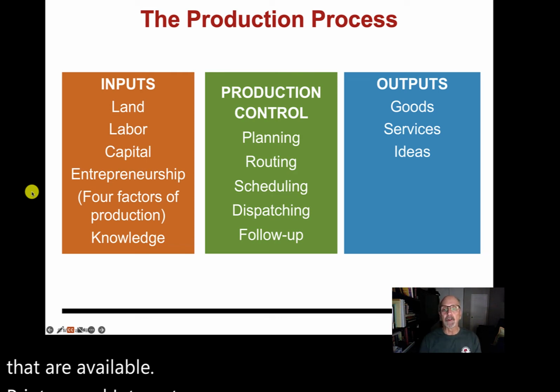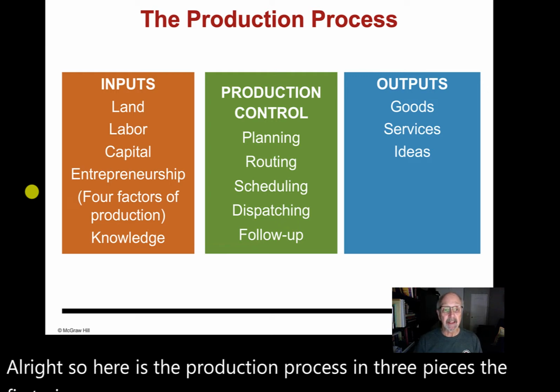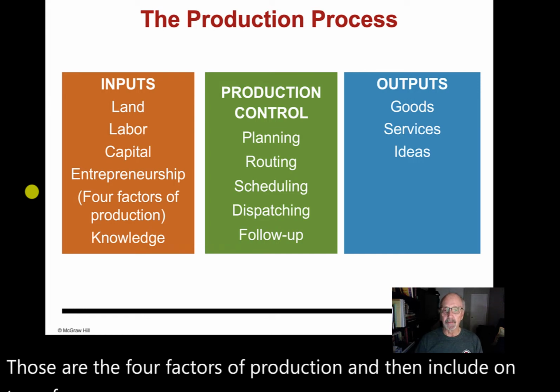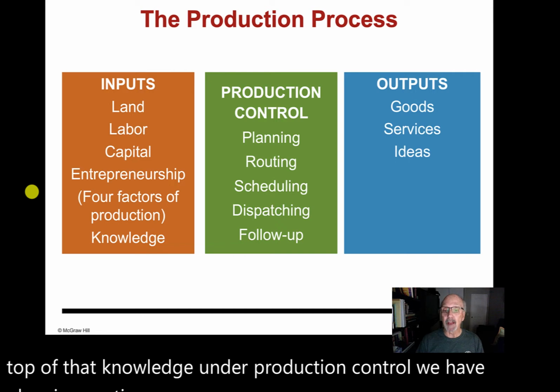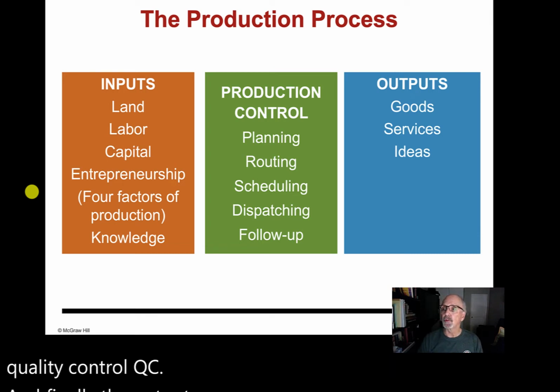All right, so here is the production process in 3 pieces. The first piece, inputs: land, capital, labor, and entrepreneurship. Those are the 4 factors of production. And then include on top of that knowledge. Under production control, we have planning, routing, scheduling, dispatching, and follow-up or quality control, QC. And finally, the outputs, obviously goods and services and ideas.